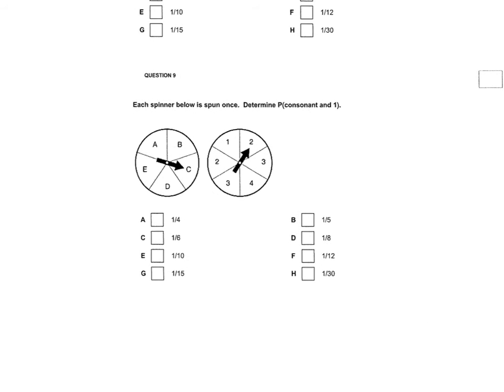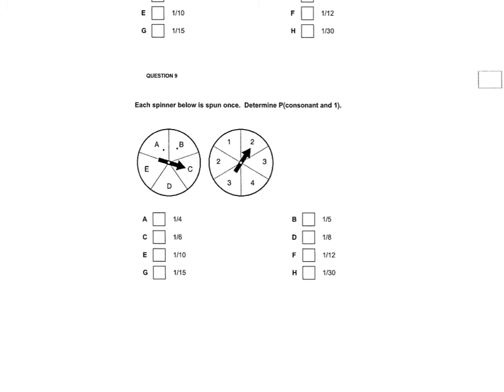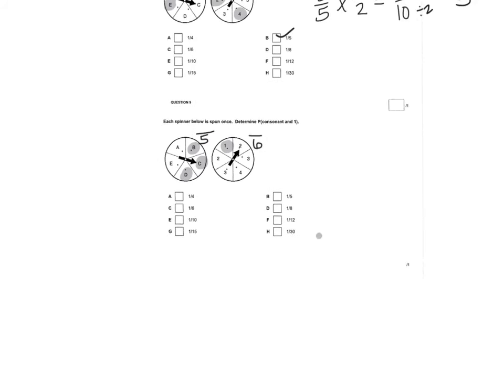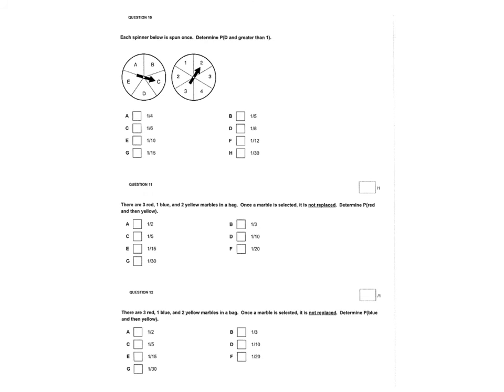Same thing on spinner 9, or question 9. 1, 2, 3, 4, 5 is my bottom number because it's the total amount. 1, 2, 3, 4, 5, 6 is the total amount. 1, how many 1s are there? On spinner 2, consonants, that would be your B. Whoop, thought I was on highlighter mode. That would be B, C, and D. Put those together and then multiply.